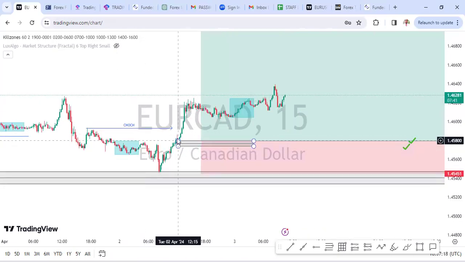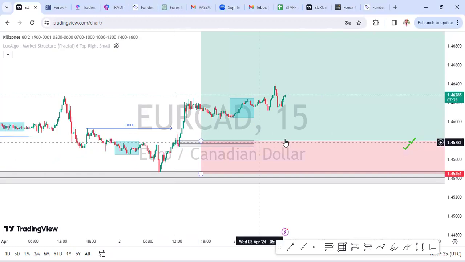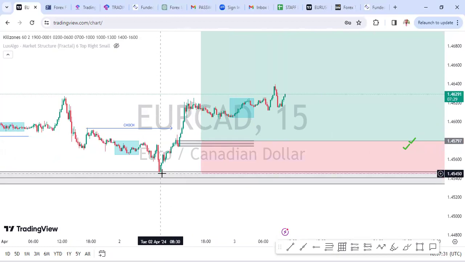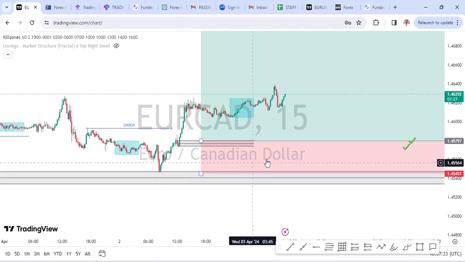Now there's a demand area we call a base here. I put another pending order on this base, and my stop loss is below this low here. That should be around 30 something pips stop loss. So that would be my second entry.